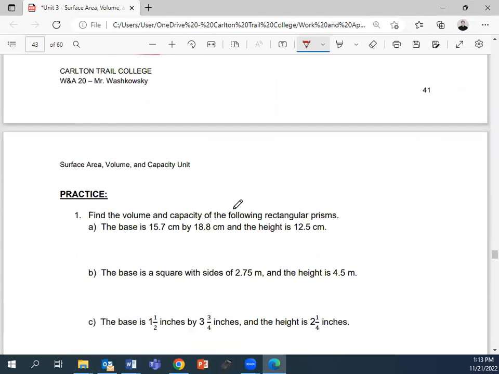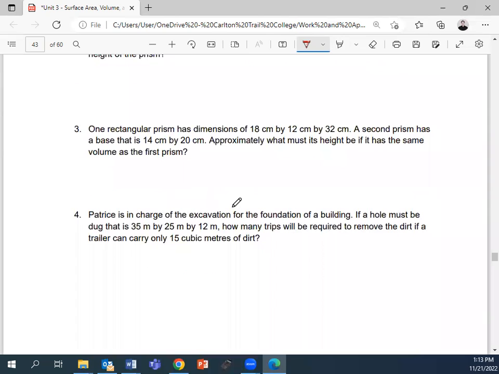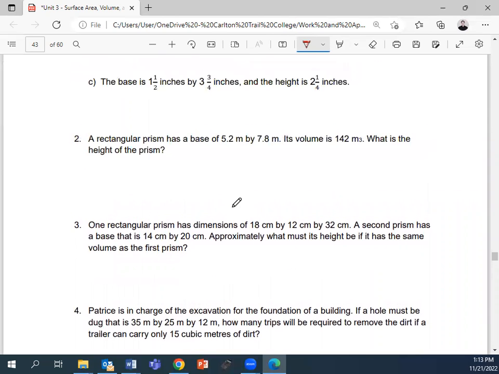Okay, so I want you guys to practice this a little bit here. Give page 42 an attempt, except for question 2. Don't worry about question 2.